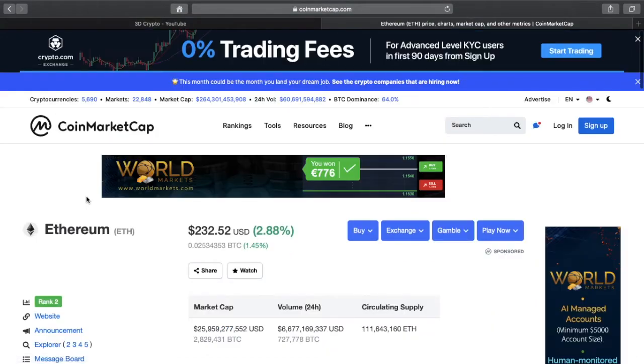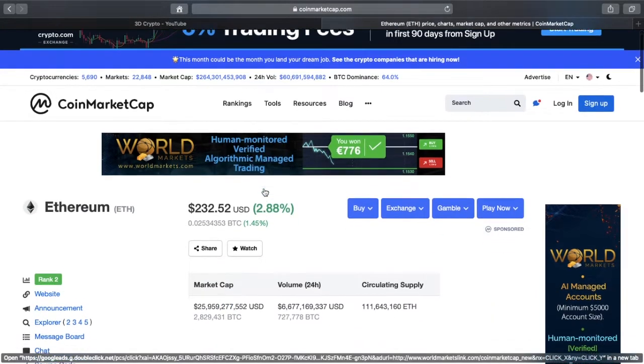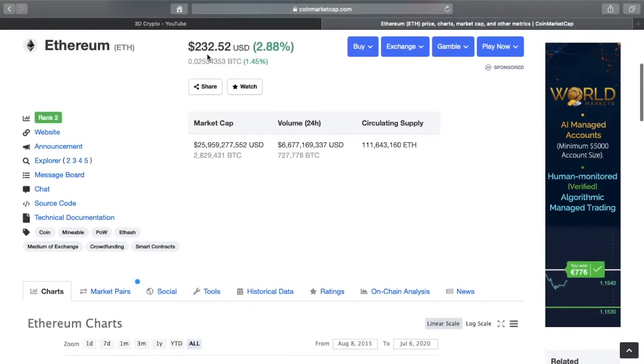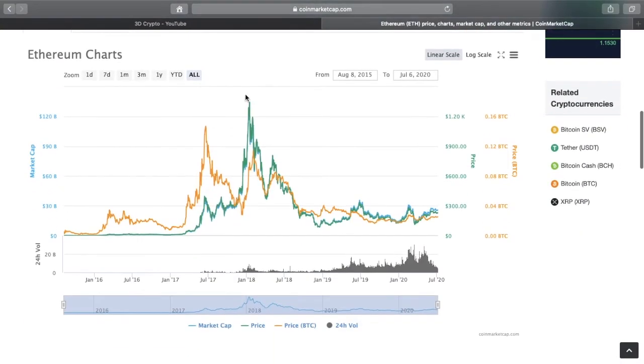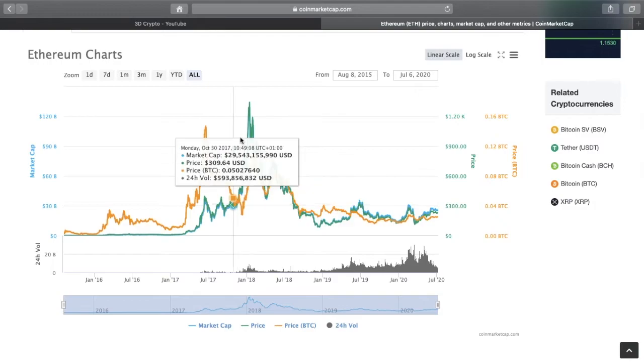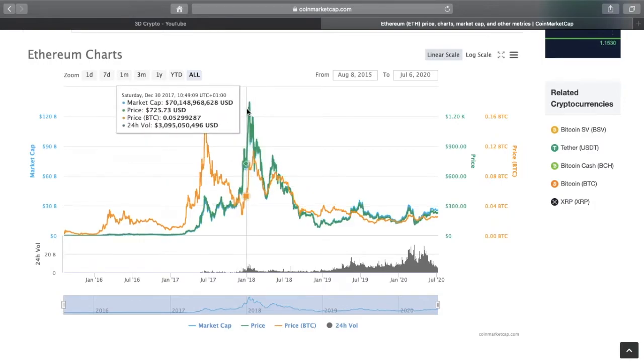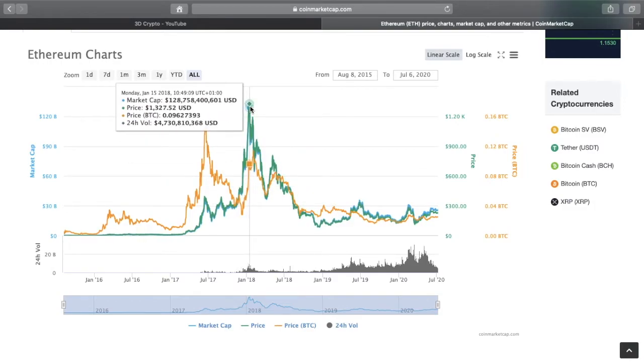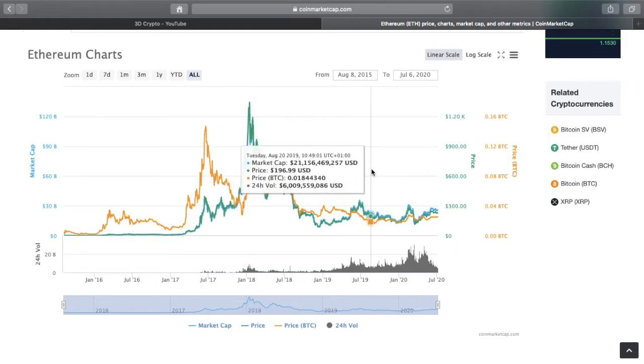Ethereum, on the other hand, is undeniable. It is the second largest cryptocurrency in the world. The price at the moment is $232, so it is a good price, and obviously we have seen highs of just over $1,000 at one point. So people are hopeful that with Bitcoin prices going up, Ethereum prices will also go up.